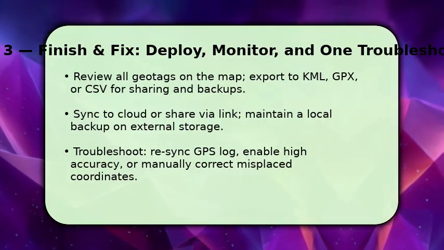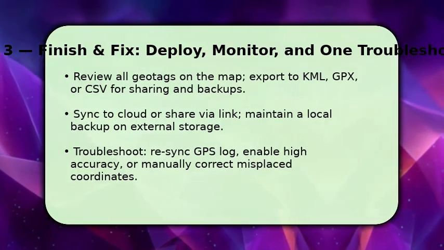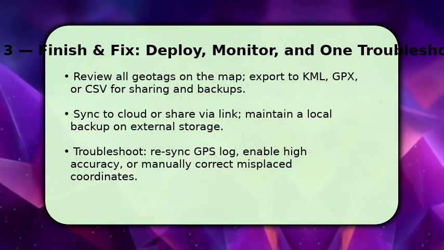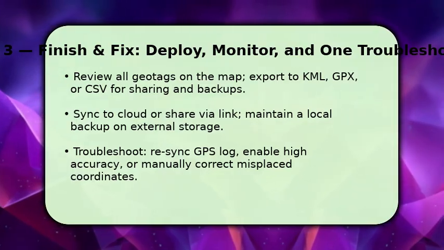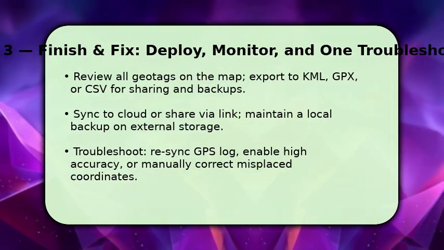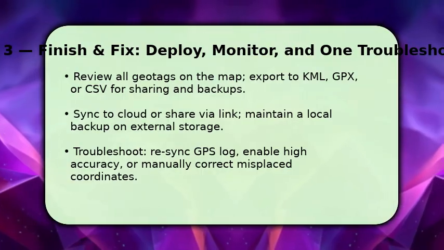If something goes wrong, try this troubleshooting tip. Resync the GPS log, switch to high accuracy mode, and then manually correct any misplaced coordinates. This resolves most mismatches between photos and recorded positions quickly.